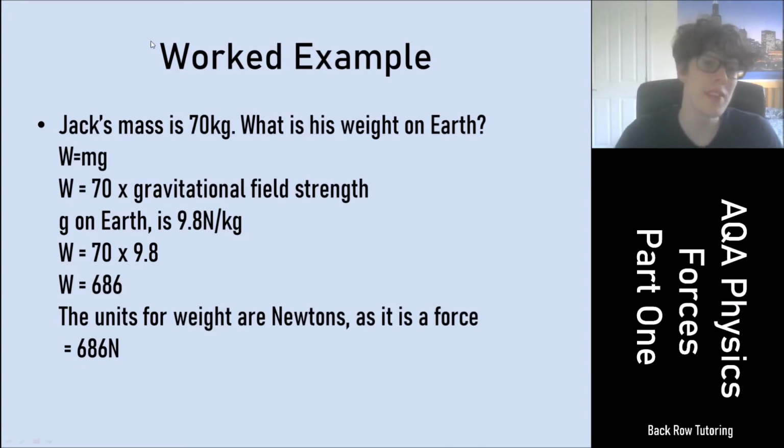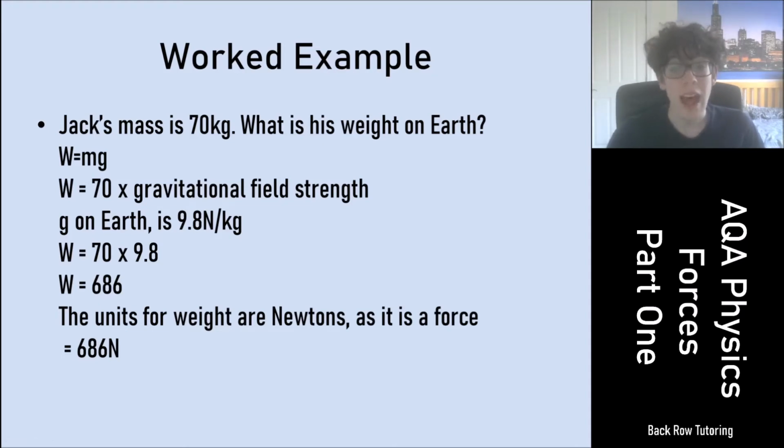Well, we know that W is equal to mg, and we know that the mass of Jack is 70 kilograms. So Jack's weight is 70 multiplied by the gravitational field strength. Well, gravitational field strength on Earth is 9.8 newtons per kilogram. So Jack's weight is 70 multiplied by 9.8. So his weight is 686. The units for weight are newtons, as it is a force, so our final answer is 686 newtons. So Jack's weight on Earth is 686 newtons.